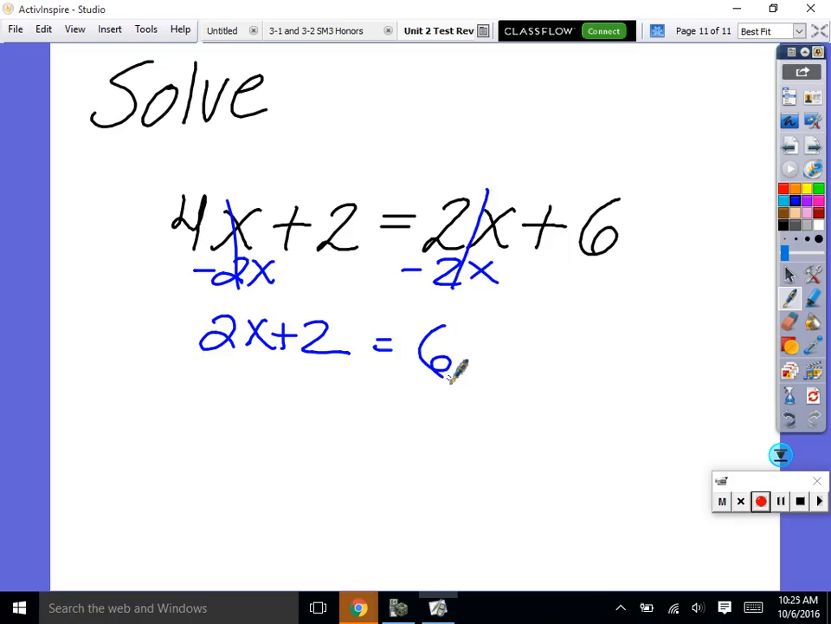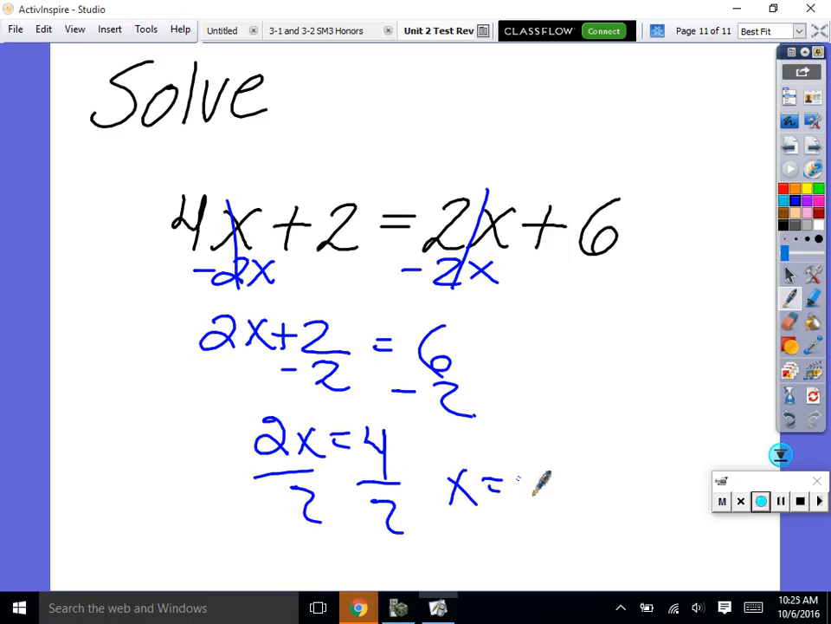And now don't we just get x alone, guys? So what would we do? Minus 2. So we have 2x is equal to 4. And then we would divide by 2, right? So x is equal to 2.